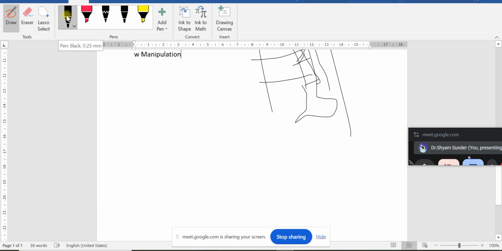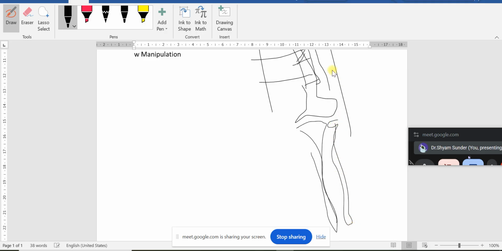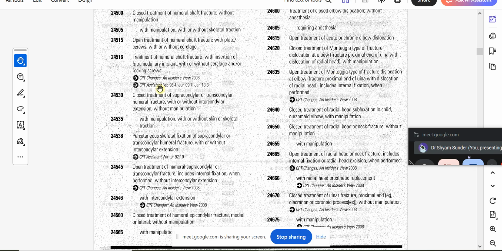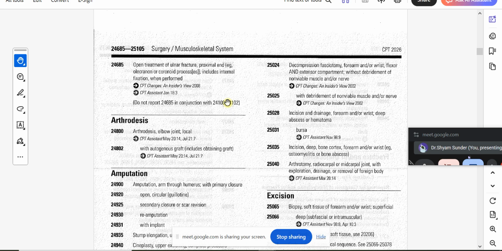Arthro refers to the joint, right? Like we discussed, this is the humerus, and here is the elbow joint where you have the radius and ulna. You have two bones here. This is the elbow joint. The elbow joint is formed with the help of the lower end of the humerus and the upper end of the radius and ulna, right? Imagine a patient has arthrodesis of the elbow joint.